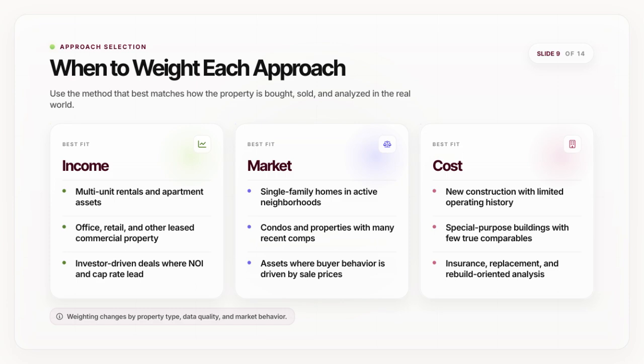The market approach is ideal for single-family homes in active neighborhoods, condos, and properties where there are plenty of recent comparable sales. This approach reflects buyer behavior driven by sale prices and market demand. Finally, the cost approach is most effective for new construction properties with limited operating history or special-purpose buildings that don't have many true comparables. It also plays a key role in insurance, replacement, or rebuild-oriented analyses. Understanding when to weight each of these approaches ensures a more accurate and realistic property valuation.